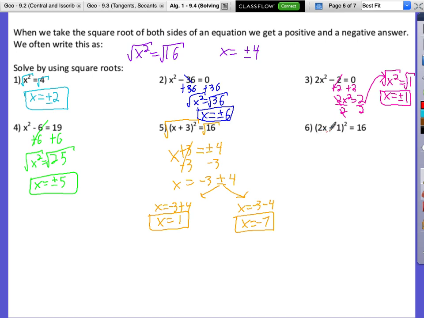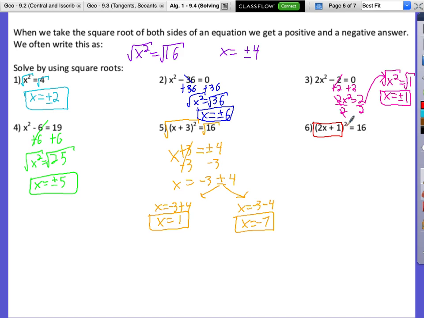2x plus 1, because where is the square at? Outside this parentheses. So everything inside of this parentheses is being squared. So that whole thing, this 2x plus 1, is the square term. So is it already isolated? Yes, it is, because is there anything else on this side of the equal sign? This whole thing is our square term, because look at where the square is.